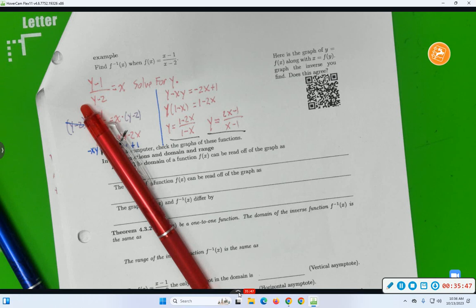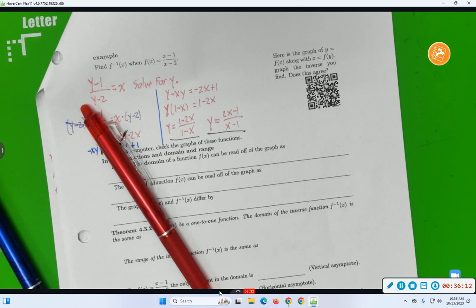Yeah, so if this numerator is exactly negative that numerator, and this denominator is exactly the negative of that denominator, can I multiply the numerator and denominator by -1 and not change the thing? So those are the same. They look different, but they're the same. All right, so we have the inverse function.